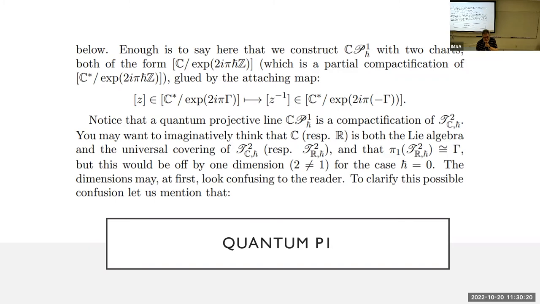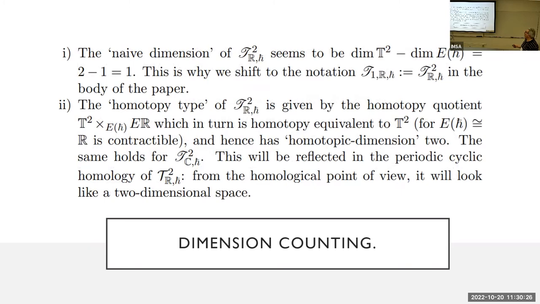I'll explain. So the naive dimension of T2RH seems to be 2 minus 1 equals 1, because the dimension of the group that is acting is 1. This seems to be the naive dimension. Problem is, this thing is contractible when H bar is irrational. And I will insist on thinking of it, rather than as a torus knot, as the real line winding infinitely many times around the torus. And so I acquire a stabilizer. The homotopy type of this is given by the homotopy quotient, but this thing is contractible. So it has homotopic dimension two. And the same holds for this.